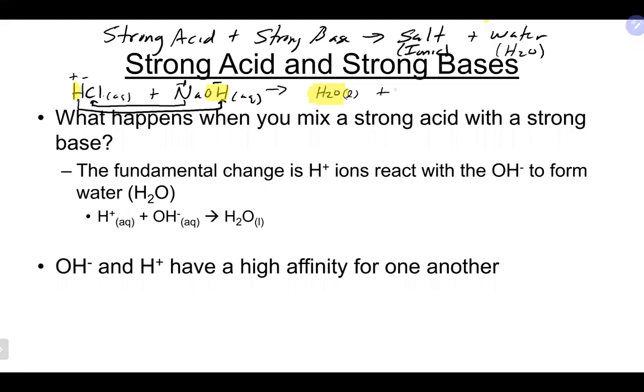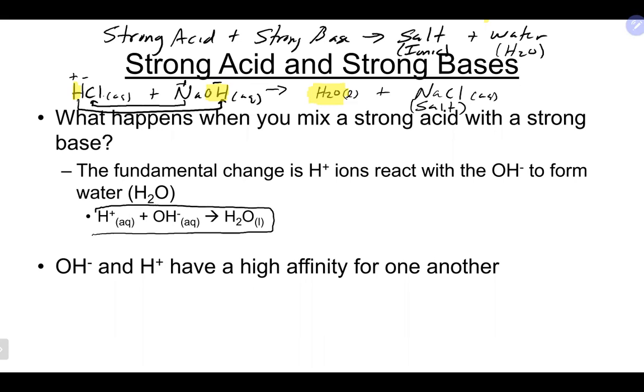And what is left over is the sodium ion, which is plus one, gets together with the chloride ion, which is minus one. And this will make our salt over here. So our sodium chloride would be our salt. So it really is just a double displacement reaction. If you remember, one of the reasons why a reaction takes place is the formation of water, which is basically what is happening here. And that's basically what this is showing.